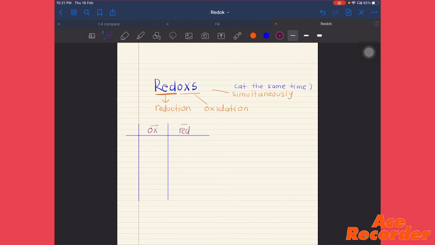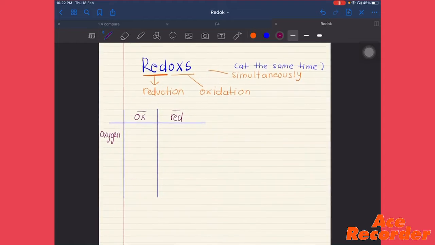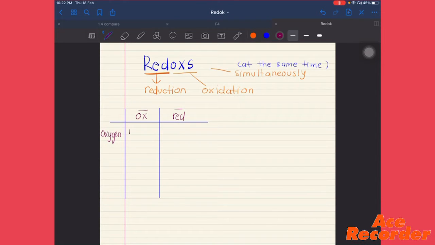The first method is based on oxygen. You look at the oxygen: when the oxygen increases, meaning it undergoes oxidation. And for reduction, when the oxygen decreases, meaning it undergoes reduction. I repeat, when the oxygen increases, we call it oxidation. When the oxygen decreases, we call it reduction.